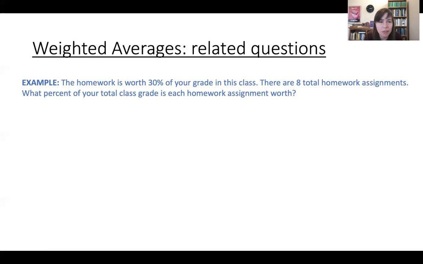Okay, in my experience, students tend to overthink this one. So if the homework is worth 30% of your grade and there are 8 assignments, then each individual assignment, well, you take that 30%, you divide it by 8. Each individual assignment is worth 3.75% of the total grade.